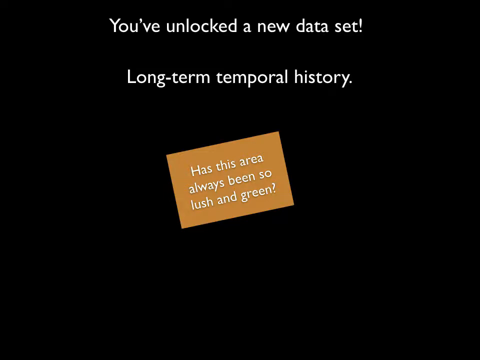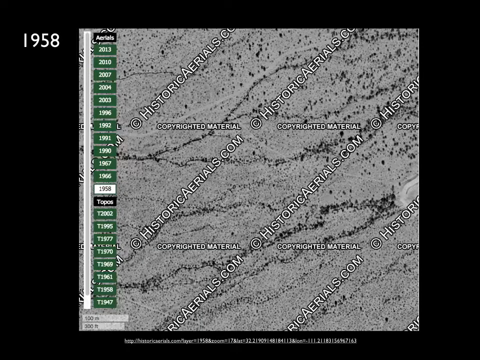So here's somebody that says, has it always been so lush and green? And this person, you've unlocked a new data set, long-term temporal history. Let's take a look at that. I went to another website. This one's called historicaerials.com, which allows us to get aerial photos over a much larger time span. And the only problem with them, of course, is they put this nice watermark across our images.